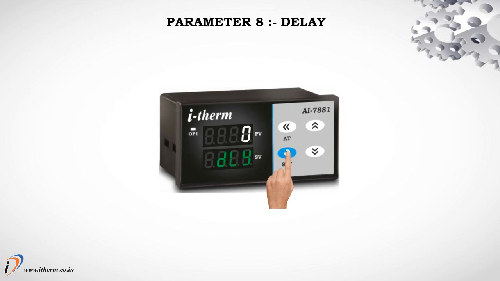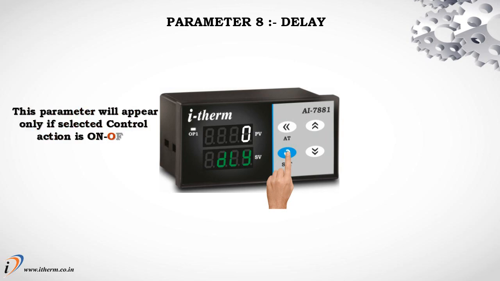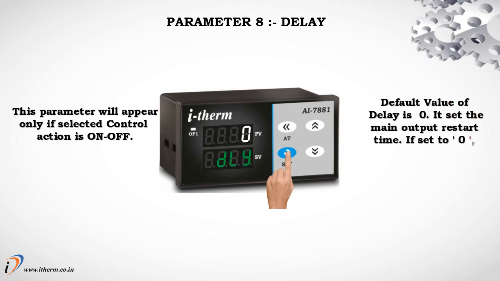Parameter 8, Delay. This parameter will appear only if the selected control action is on-off. Default value of delay is 0. It sets the main output restart time. If set to 0, output will be switched without delay.